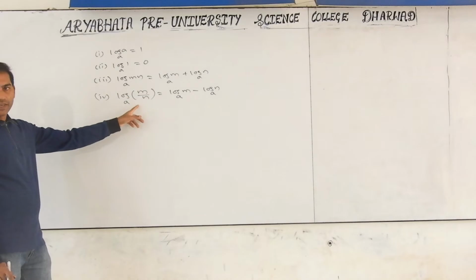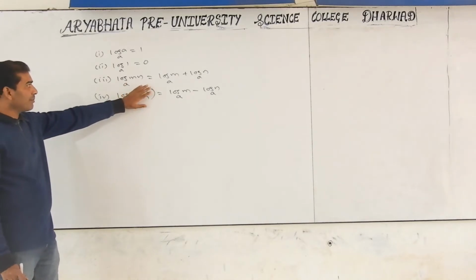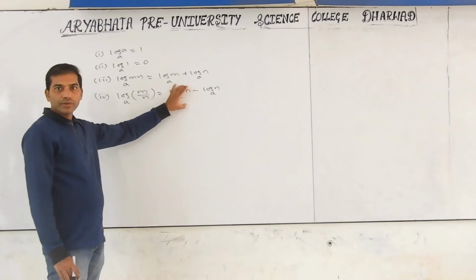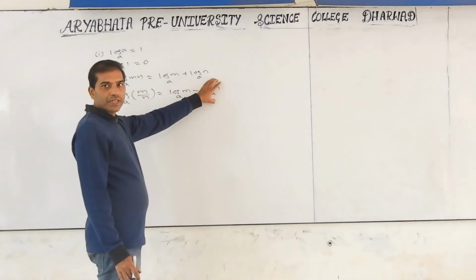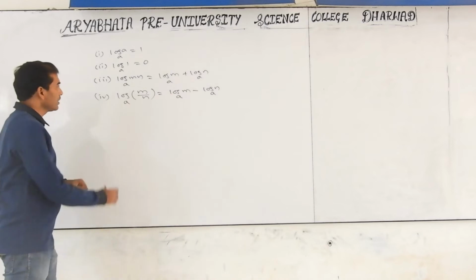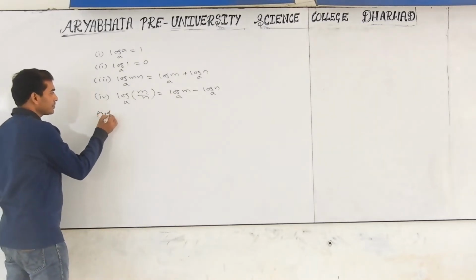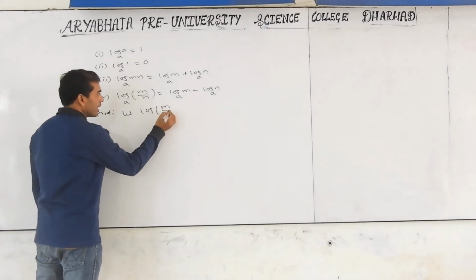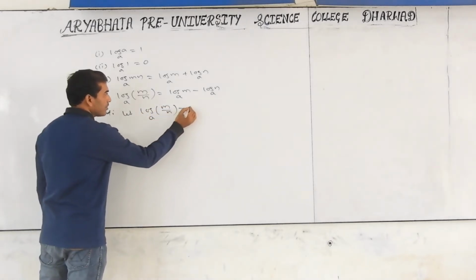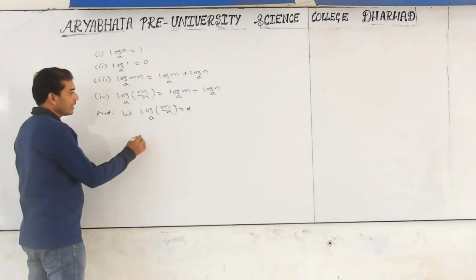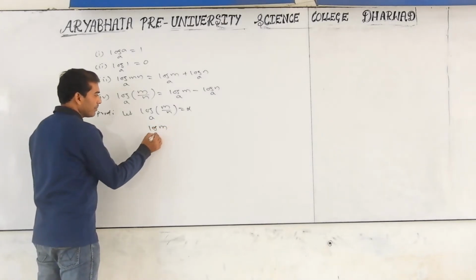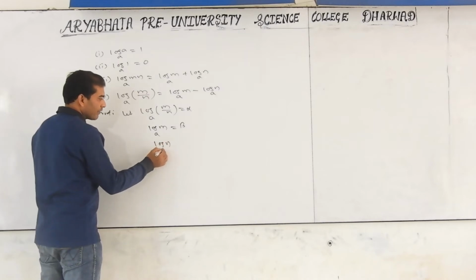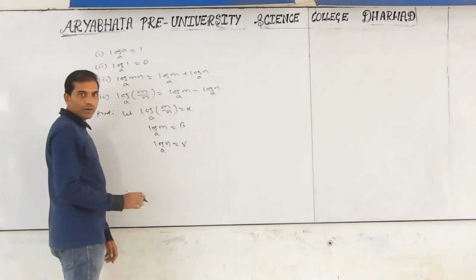Log of m by n. Let log of m by n base a equal alpha, log of m base a equal beta, and log of n base a equal gamma.